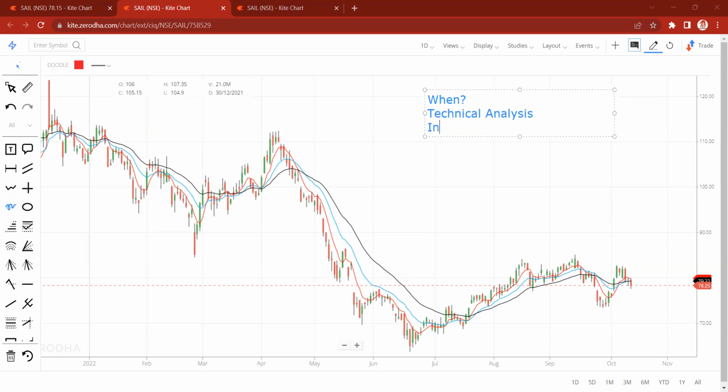There are indicators that indicate when to buy and when to sell. Such an indicator we are discussing in this video is called moving average. So here we'll be discussing how to buy the share based on a moving average.